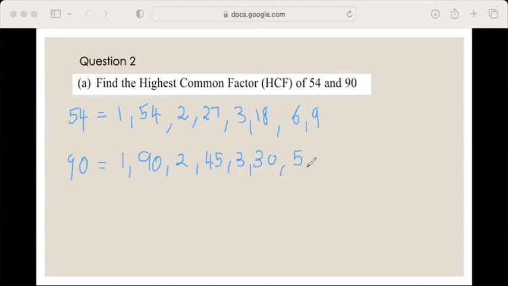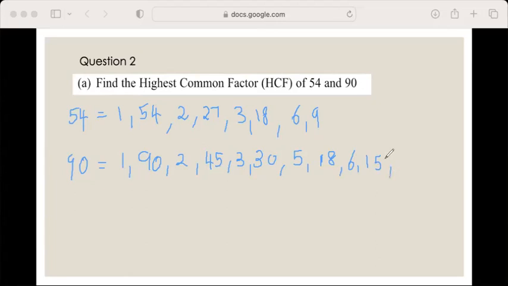As you know, 5 times 18 is 90. And what about 6? Is 6 a factor of 90? Yes. 6 times 15 is also 90.